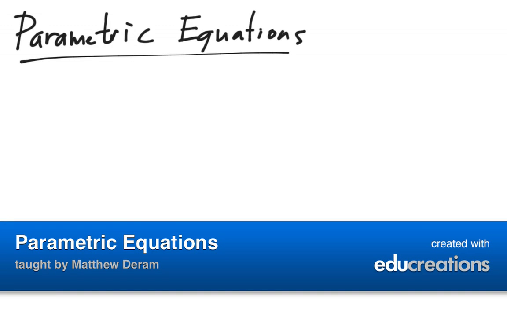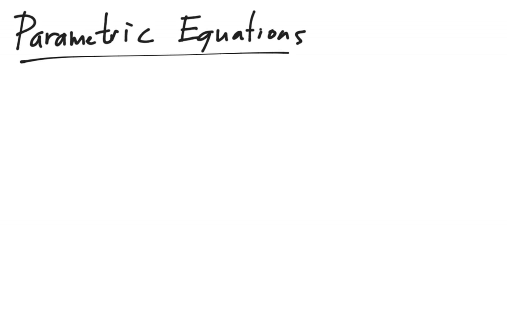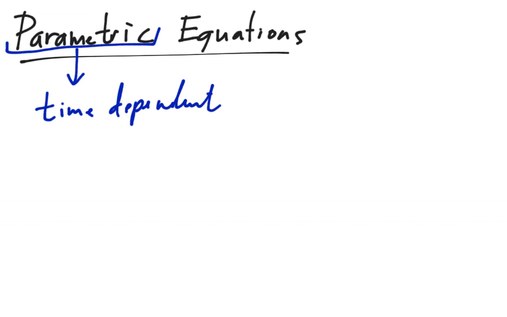This video will be on parametric equations and how to use calculus with parametric equations. Now, when you see the word parametric in a math context, this usually means that the equations are time dependent. And so here's an example of a non-parametric equation. These are equations that we're used to seeing, for example, y equals x squared.